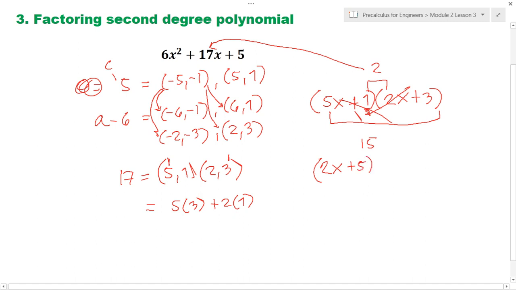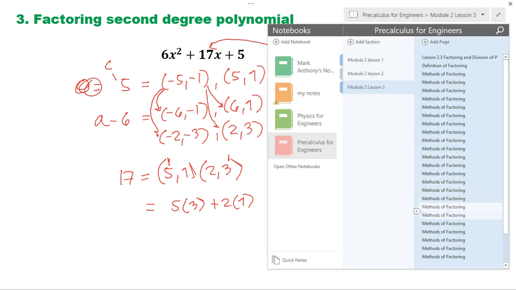Then, I have 3x plus 1. So, same pa rin to kasi I have here 2x and I have here 15x. Sorry, nagkamali pala yun kasi yung factor pala natin sa last is 5 and 1. So, that's why we have 5 and 1 and 2 and 3. So, it depends upon the combination.